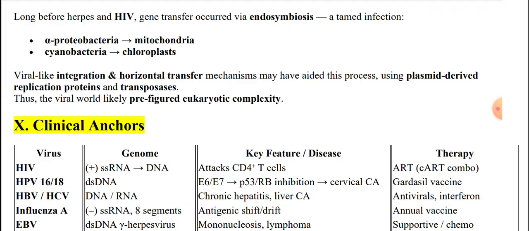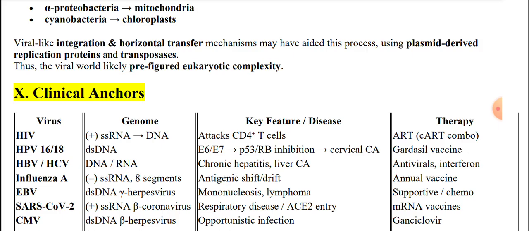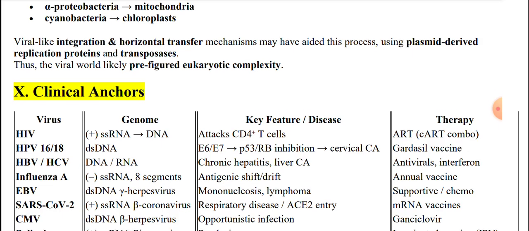And HPV types 16 and 18 showed the direct link between viral proteins, E6 and E7, disabling tumor suppressors, p53 and RB, and causing cancer, but also the power of prevention through vaccination, like with Gardasil. Exactly. Influenza A remains our annual reminder of antigenic drift and the ever-present threat of pandemic shift due to reassortment. SARS-CoV-2, a class 4 plus ssRNA virus, became a global crash course in virology and demonstrated the incredible speed possible with new diagnostic and mRNA vaccine technologies.